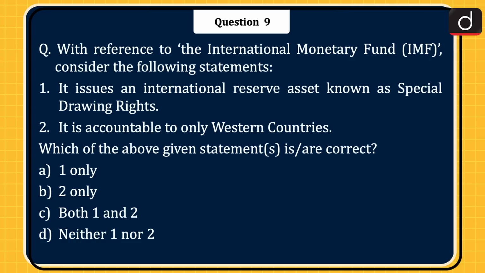Next question is, with reference to the International Monetary Fund, consider the following statements. 1. It issues an international reserve asset known as special drawing rights. 2. It is accountable to only Western countries. Which of the above given statements is or are correct? 1 only, 2 only, both 1 and 2, or neither 1 nor 2? The correct answer is option A, 1 only.